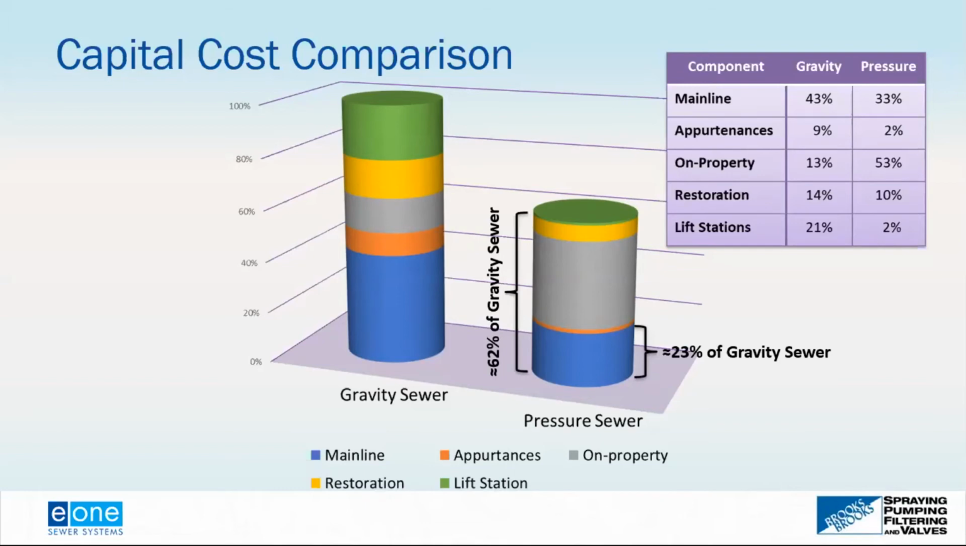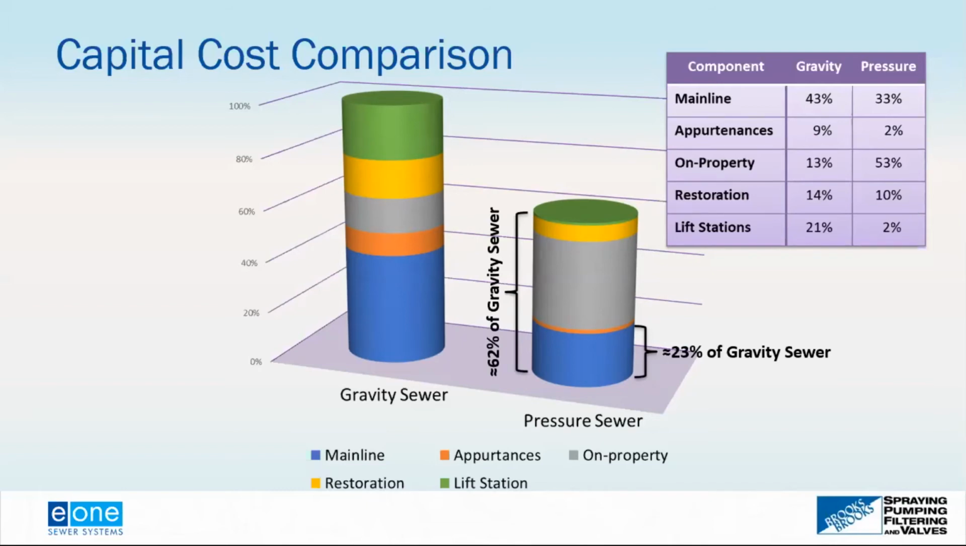So looking at this whole series and this database of reports and studies, looking at the total construction cost for a pressure sewer system, only 2% of it was attributed to lift stations, whereas 21% of the total cost for gravity sewers was attributed to lift stations. So when you're looking at that, less than half of your total construction cost for a pressure sewer system is that in the public right-of-way cost that has to be extended early on.